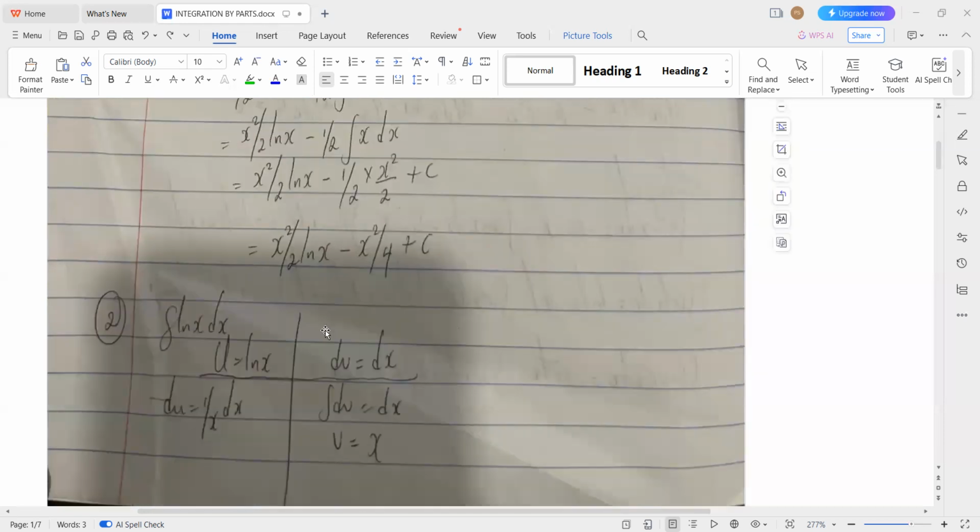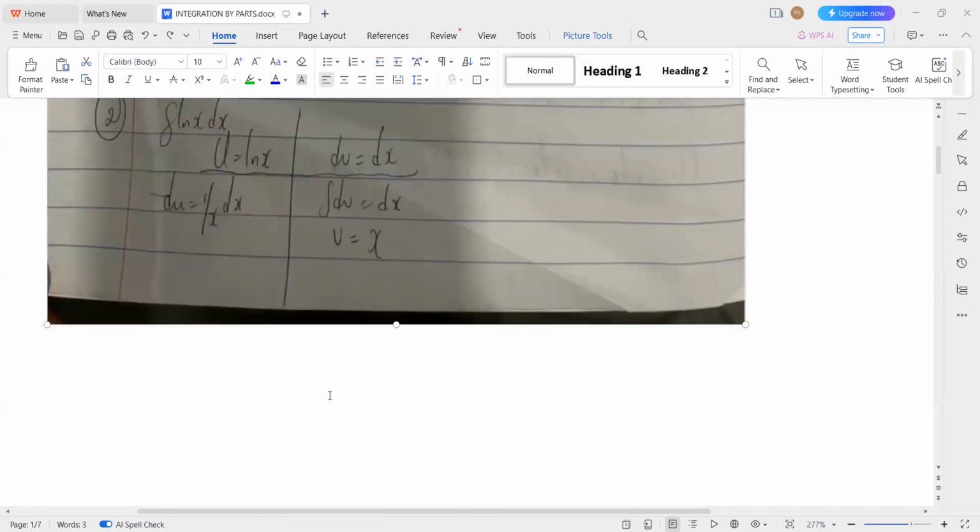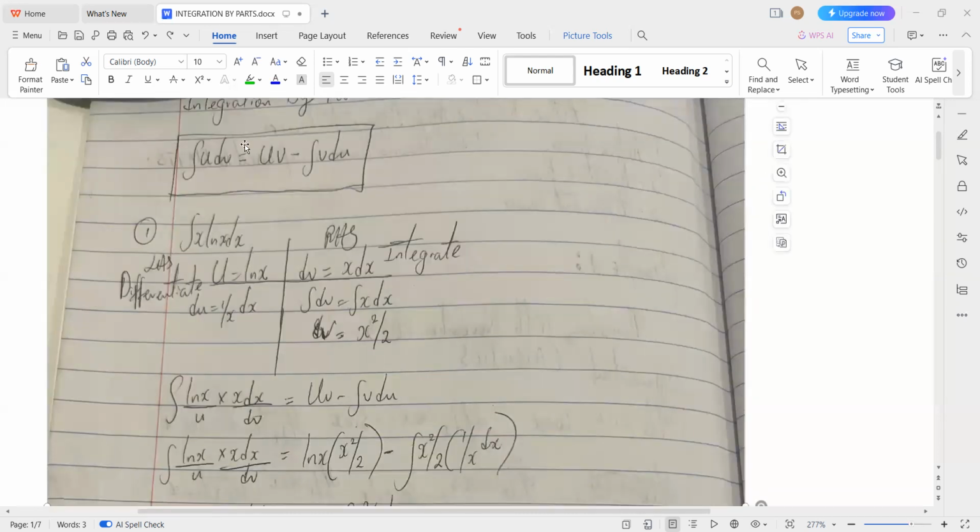The very second question says find integral of natural log of x dx. So what do we say? We say use u as natural log of x and dv is equal to dx. So if you differentiate natural log of x, you get 1 over x dx. And if you integrate dx, you get x. So we still use the formula, this formula we have right here, we still use this formula.